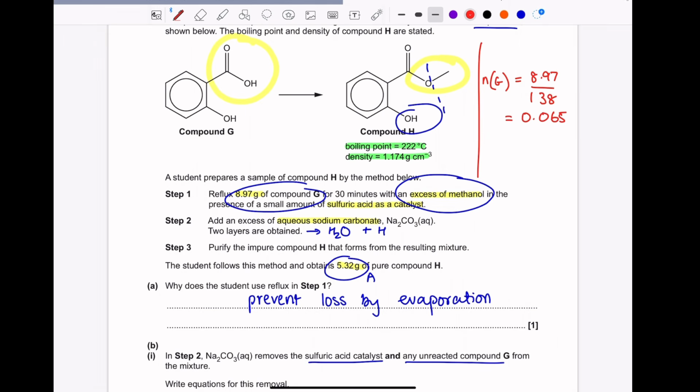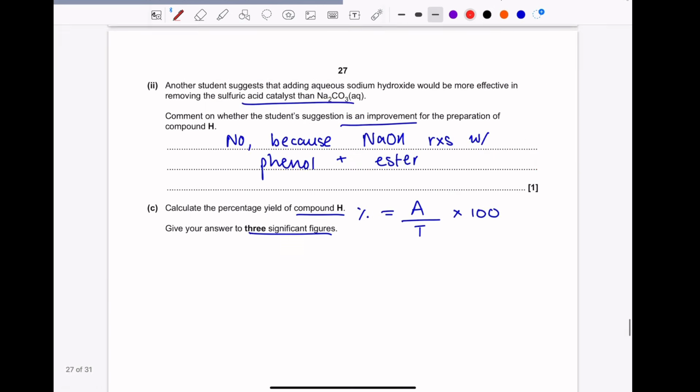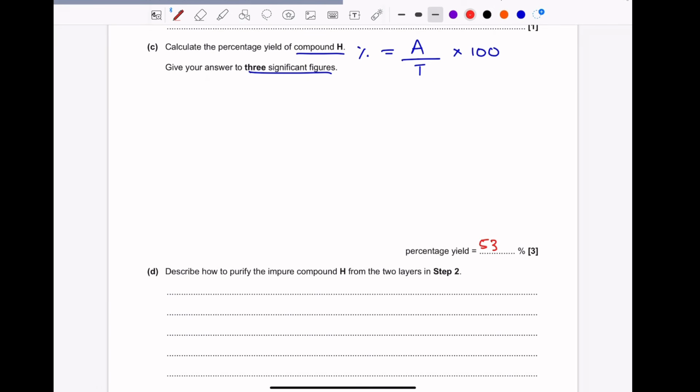The molar ratio looks to be 1 to 1, so this would also be equal to the moles of compound H. Therefore, the theoretical mass of compound H would be equal to 0.065 times the MR, that is 152. That's equal to 9.88. So then the percentage yield would be 5.32 divided by 9.88 times 100. That's 53.846, which to 3 significant figures is 53.8.